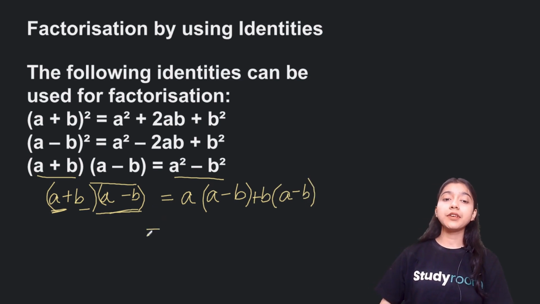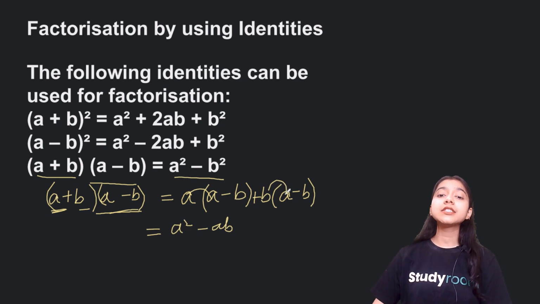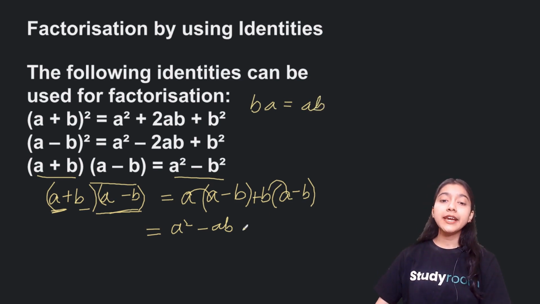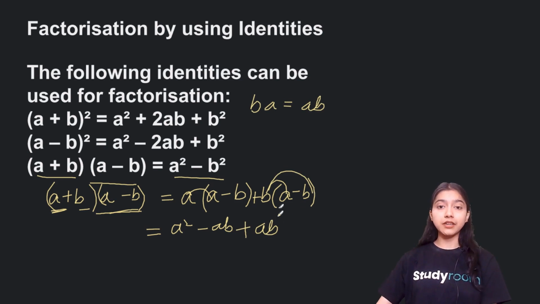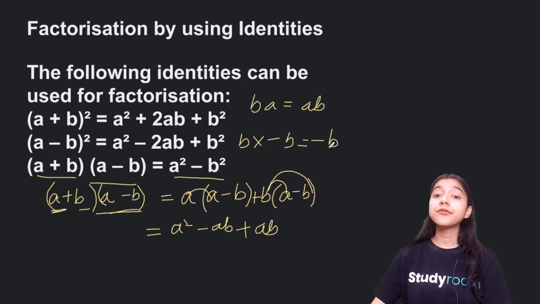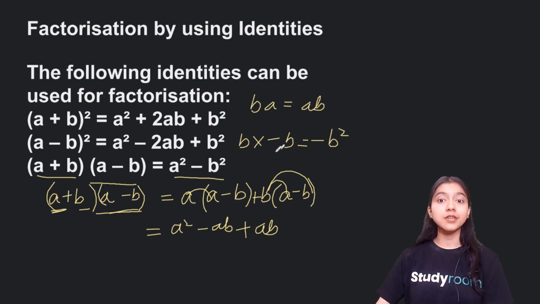So from here, A multiplied with A gives us A square. A multiplied with minus B gives us minus of AB. Now we have B multiplied with A. B multiplied with A will give us BA, which can also be written as AB. So we can write plus of AB. And then we have B multiplied with minus B. When B gets multiplied with minus B, we get minus of B square, because plus into minus gives us minus and B multiplied with B gives us B square. So we are left with minus of B square.